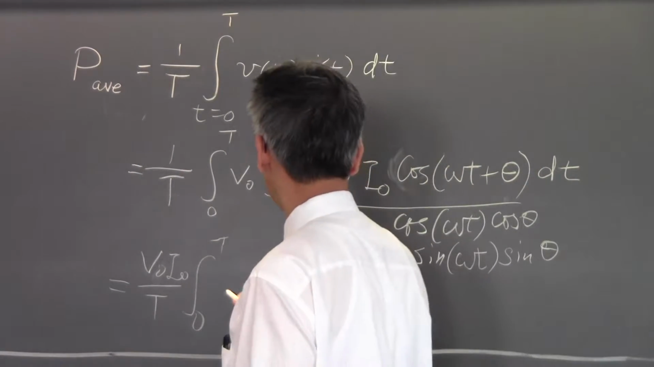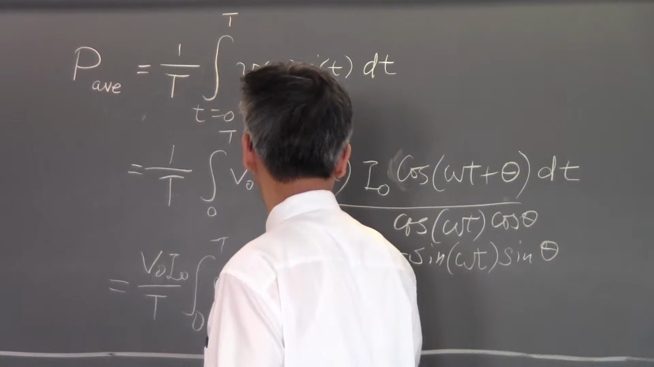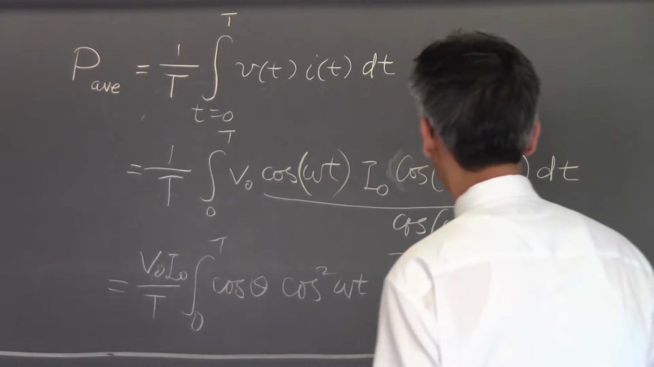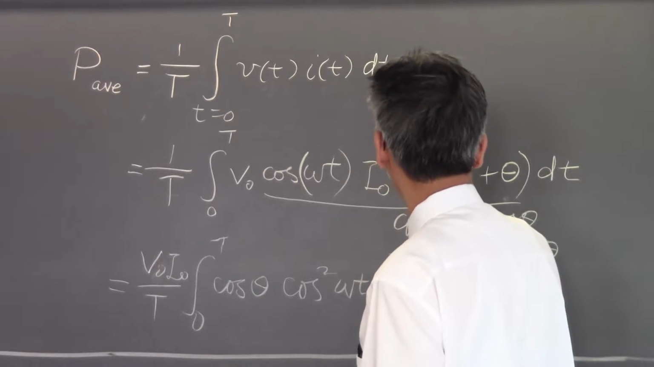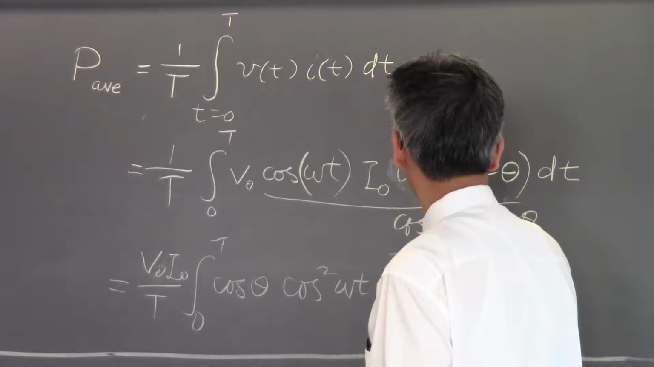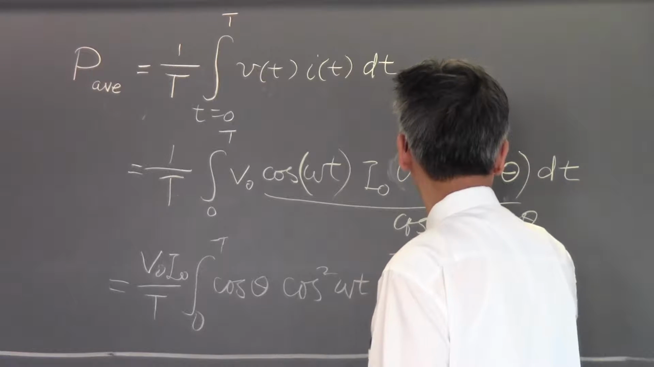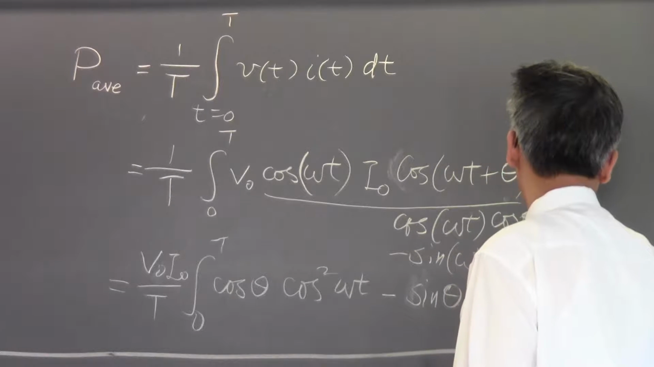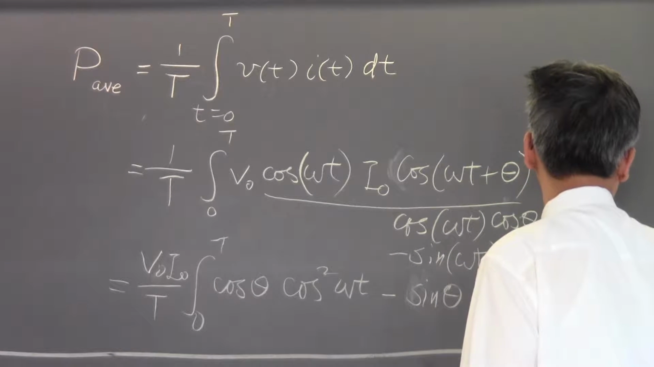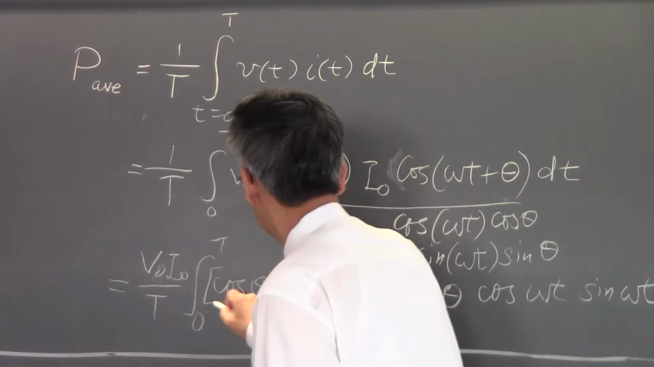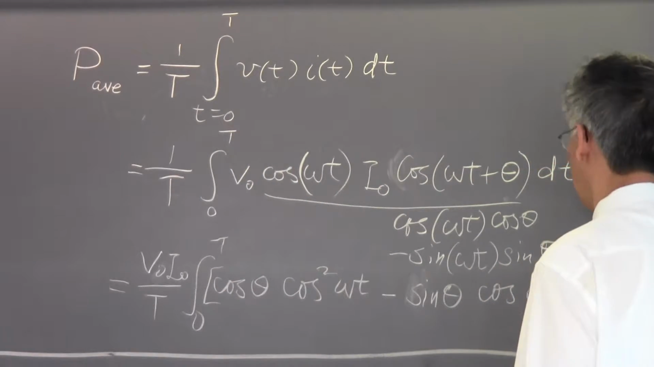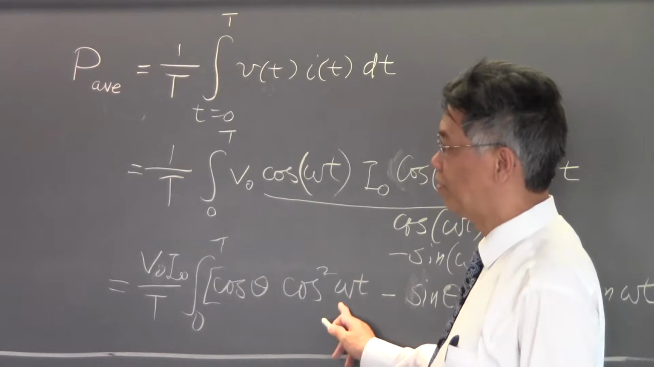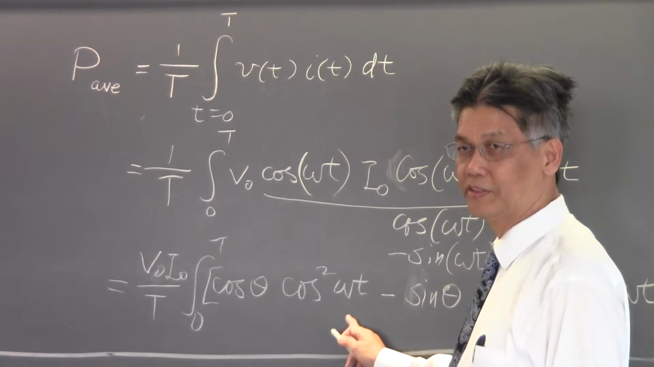And then what I have left inside is cos θ cos² ωt for the first term, minus sin θ cos ωt sin ωt. And then integrate. But what would the first term integrate to?